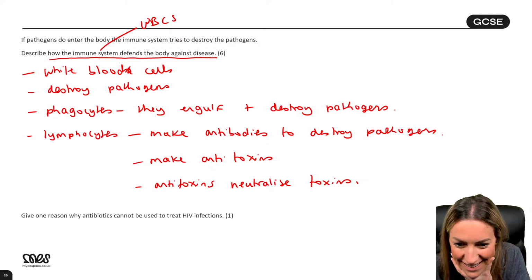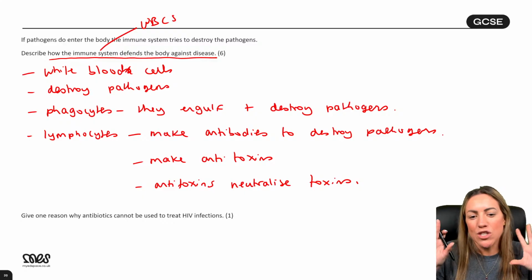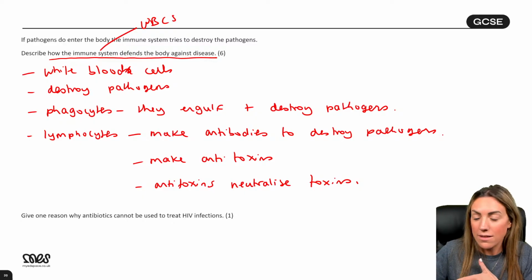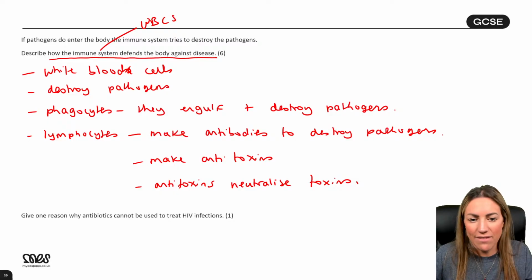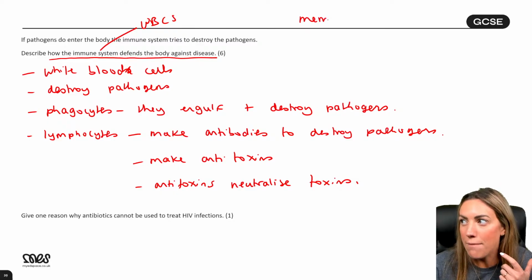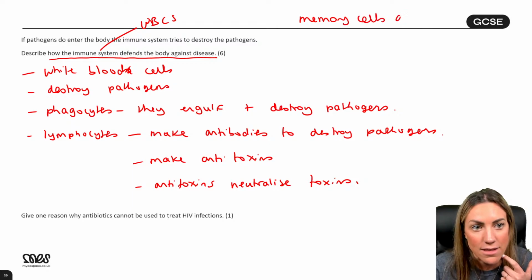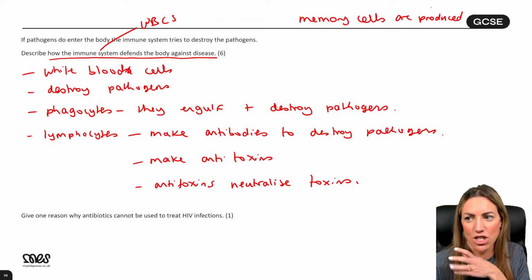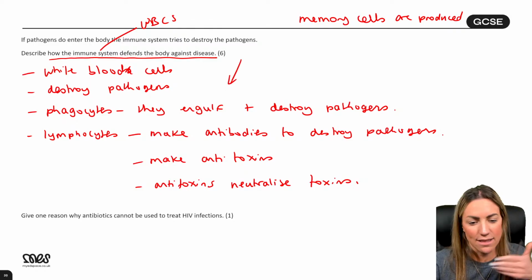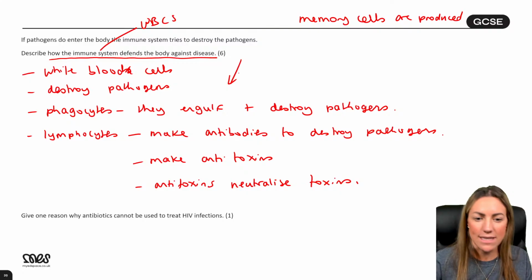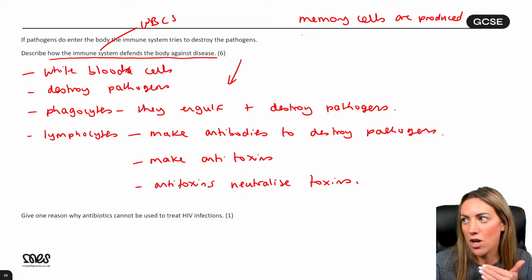This is AQA. This question is not about vaccination. It's not about long-term immunity. If it was about having a vaccination or how you get long-term immunity, you could mention that memory cells are produced. If you have a vaccination, all of these things still happen. So your phagocytes engulf or destroy, your lymphocytes make antibodies and antitoxins, but memory cells are produced.